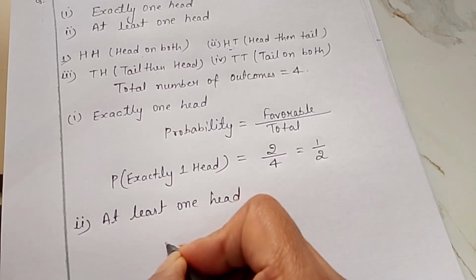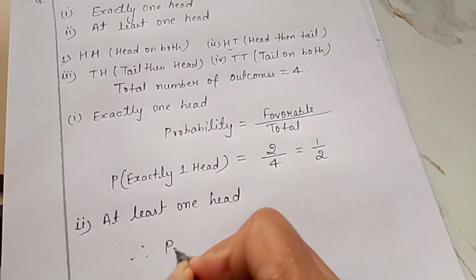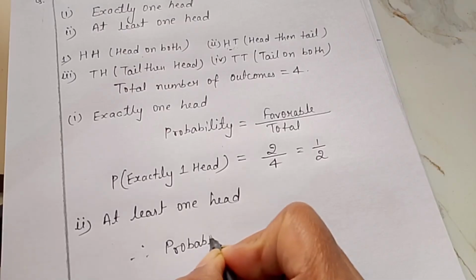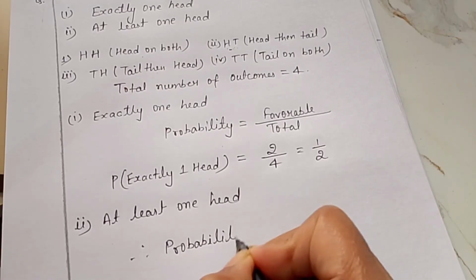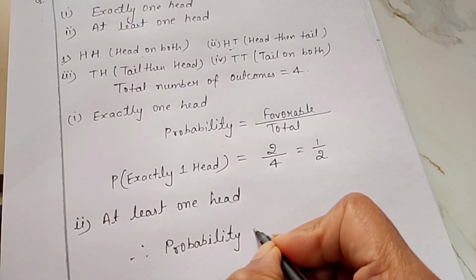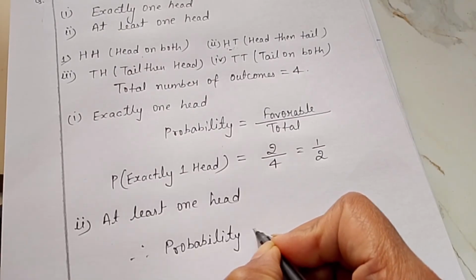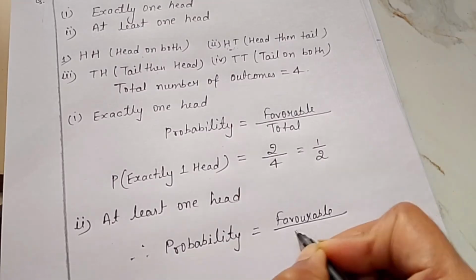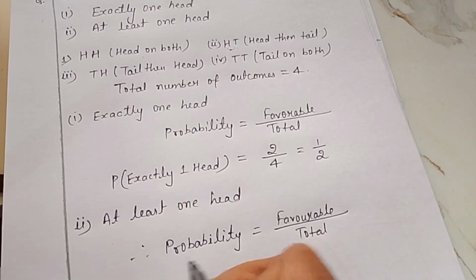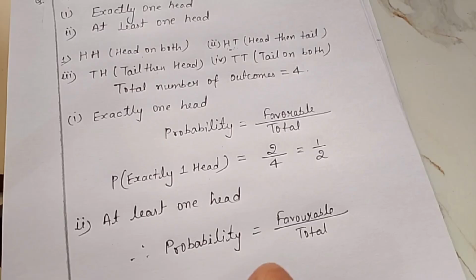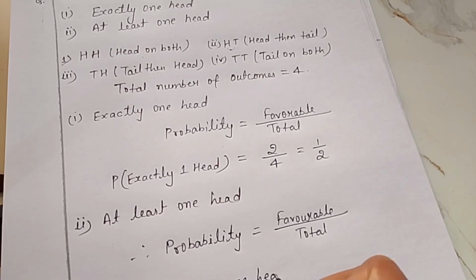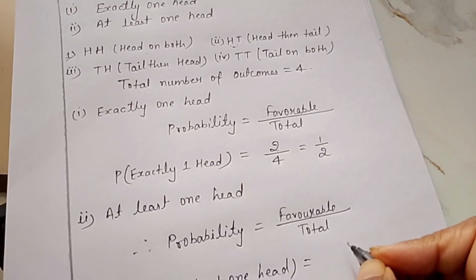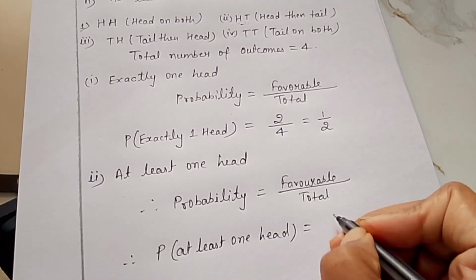So, therefore, probability is equal to favorable outcomes divided by total outcomes using the formula. P(at least one head) is equal to 3 by 4.